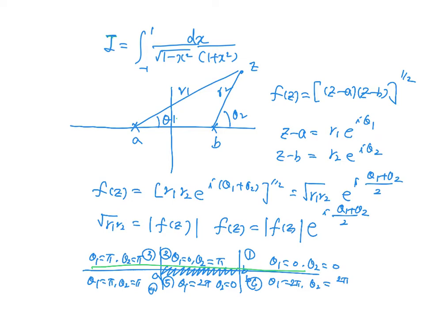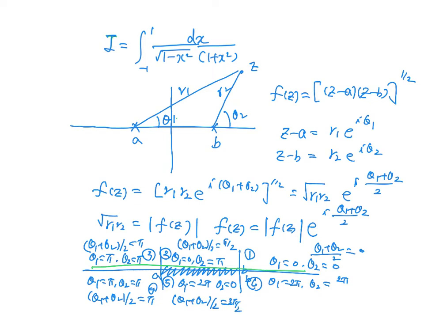So we can tabulate. Theta 1 plus theta 2 over 2 is 0. Theta 1 plus theta 2 over 2 is pi over 2. Theta 1 plus theta 2 over 2 is pi. Theta 1 plus theta 2 divided by 2 is pi. This is different: theta 1 plus theta 2 divided by 2 is 3 pi over 2. Theta 1 plus theta 2 over 2 is 2 pi. Here, theta 2 is actually close to this. Theta 2 is pi, yes. So 3 pi. Add them together, 3 pi, right?